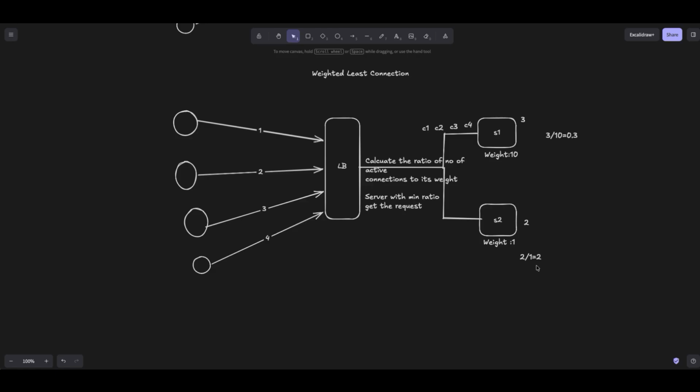So unlike the previous one, in this one, capacity and active connection both will be taken into consideration. So a low capacity server will have a low chance to get overburdened over here, so it will not crash. And this is dynamic in nature. So if the number of active connections drops, the ratio will be calculated accordingly.